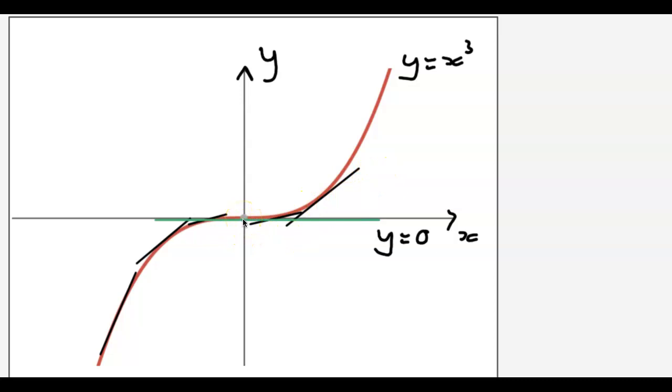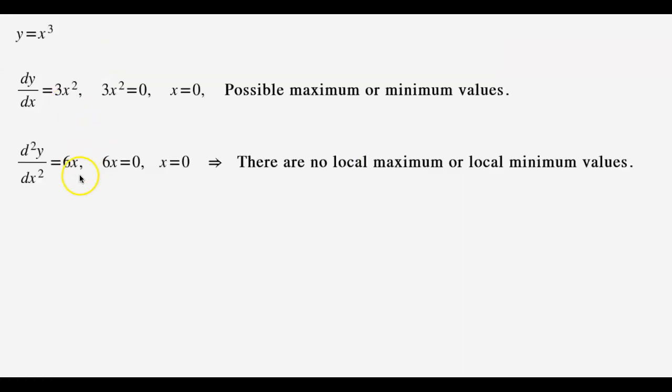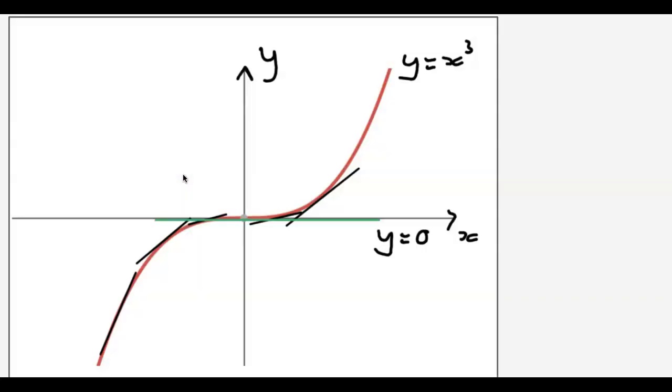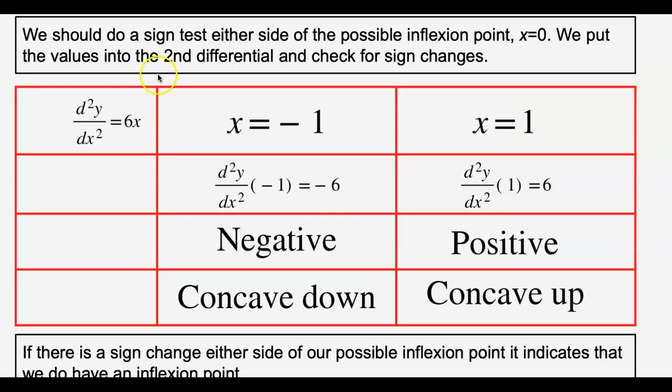So how can we tell if we've got an inflection point? Well, we take the second differential, make it equal to 0, and we solve it, which is what we did back here. What that told us was that there's a possible inflection point, but we've got to do some more checks. So this is what we do.